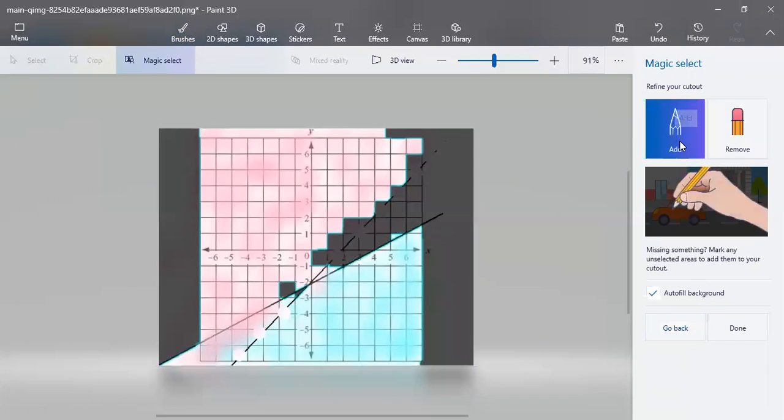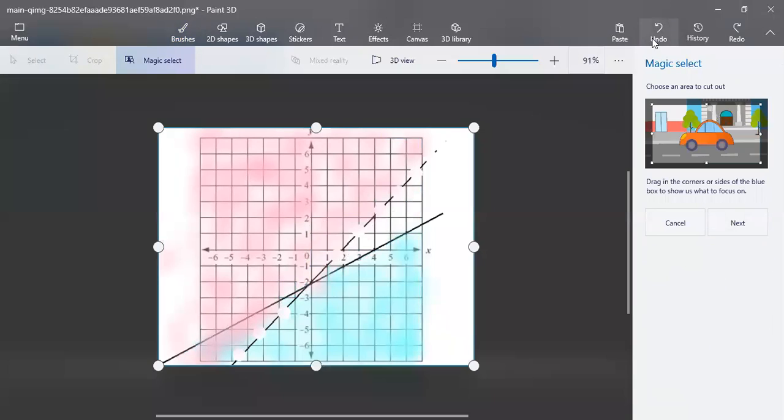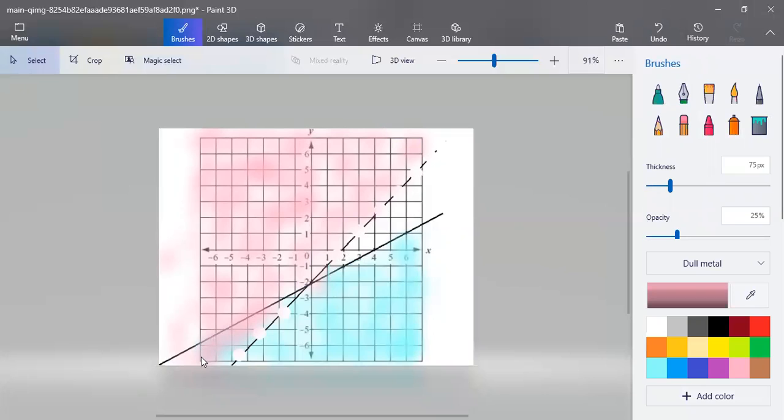I don't know why this thing is like this. Just remove all that. It doesn't want to. However, I don't want to waste time on that. You can see clearly that this part is being overlapped by both the colors, which means our solutions are lying in this part, not in any other part.